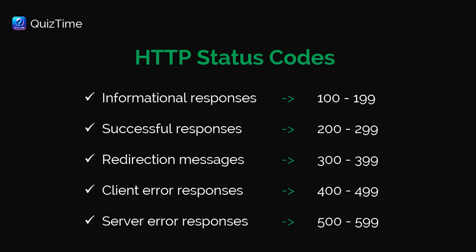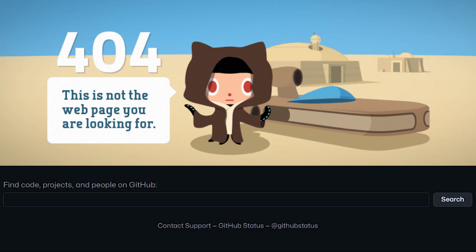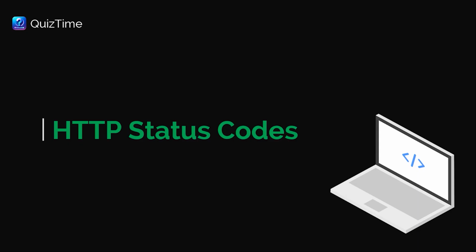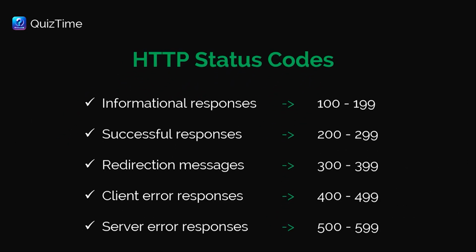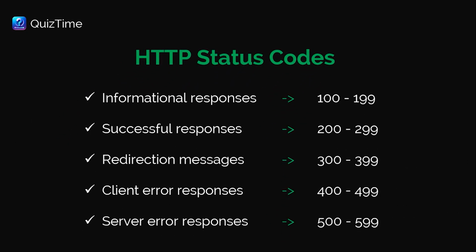HTTP status codes are three-digit numbers that tell us whether our request was successful, failed or had some issues. For example, if you visit a web page and see 404 not found, it means the page doesn't exist. That 404 is an HTTP status code. Status codes are grouped into five categories based on the first digit. Let's go through the commonly used codes one by one.